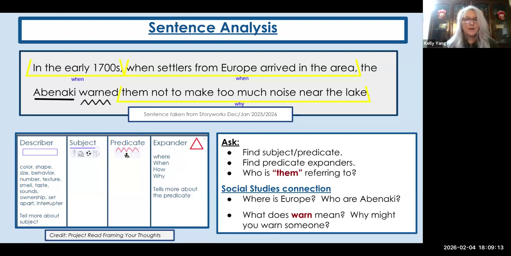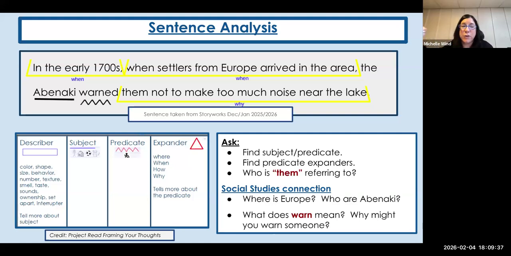And you can say, why did they warn them not to make too much noise near the lake? But then you can really get into this by looking at, who is them referring to? Who are the Abenaki? Where is Europe? What does warn mean? Why might you warn someone? So you can do a lot just with this one sentence.